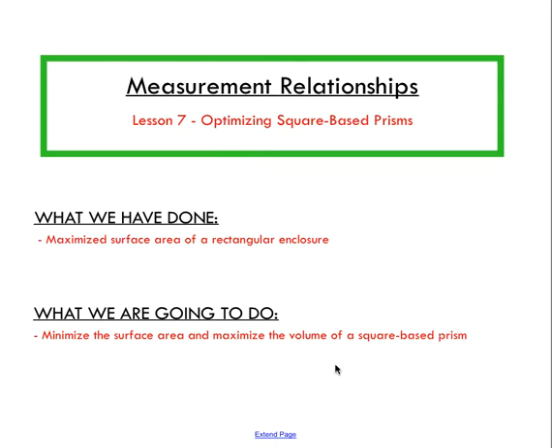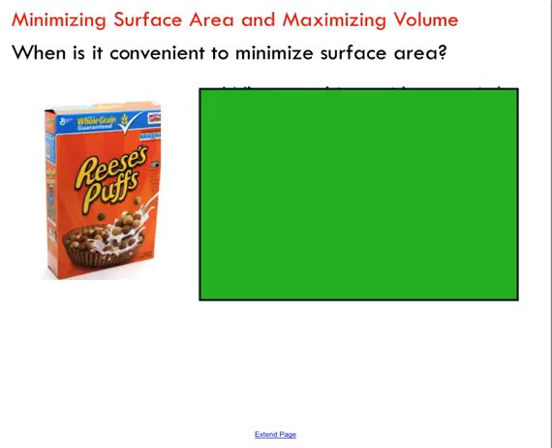So this is a very specific shape. A square-based prism is pretty much just like a box. So let's get started here.